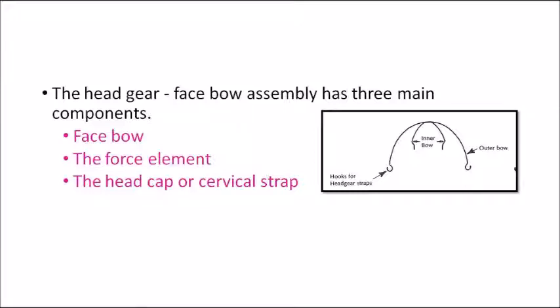So the third component is the head cap or cervical strap, which takes the anchorage. So you have a face bow, then there is a force element. Force element can be springs or elastics which connects the face bow and your head cap or cervical strap. Head cap or cervical strap is the component which provides the anchorage, which can be derived from the cervical region or your occipital region. So this is the basic assembly of a headgear.